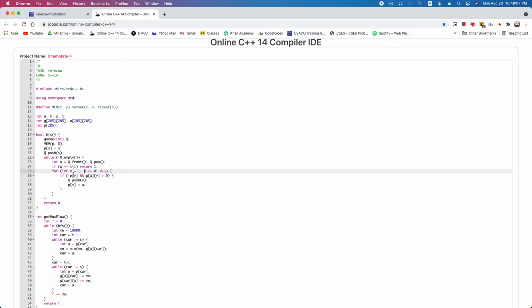Otherwise, we'll keep on going through the graph and check if we didn't visit that yet. If we didn't visit that, that node wouldn't have a parent yet. So we should visit that node. And also we need to make sure that there's an edge flowing from U to V. And also that edge should be greater than 0, meaning that it has a capacity of at least 1. Then we will push this V into the queue and then set the parent of V to U. So next time we won't have to visit it again.